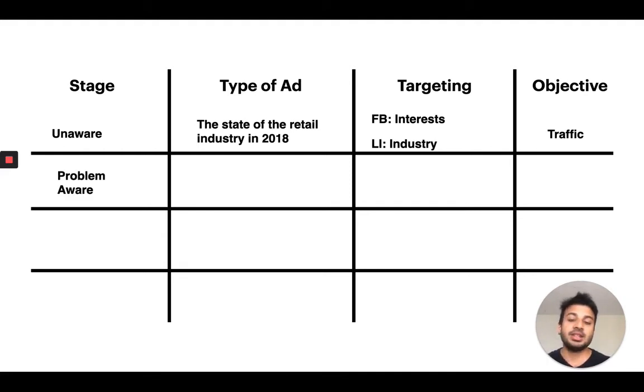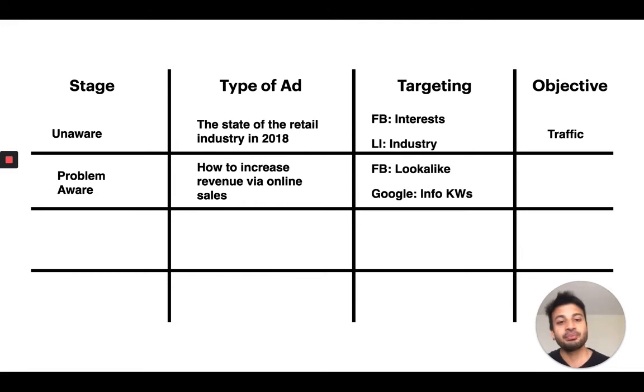The next stage is, as people read that state of the industry article, they start to become more aware of the problems with the retail industry or just operating physical stores. Now you have people in the problem aware stage. Of course, there's already an existing audience in the problem aware stage. So to these people, you can advertise a blog post on how to increase revenue via online sales. The targeting here would be Facebook lookalike audiences, Google info keywords like how do I increase revenue for my physical store. And the objective here is to collect emails.